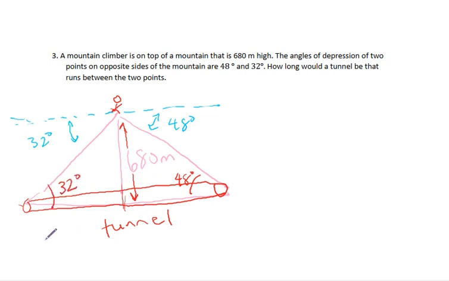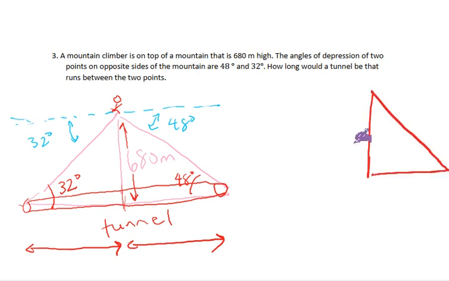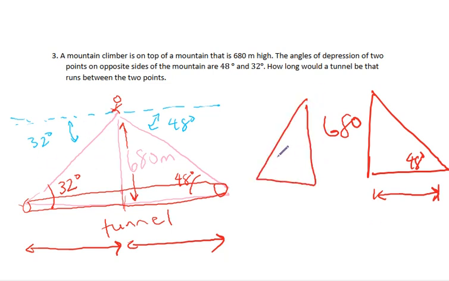So our job is simply to find this length of the tunnel and this length of the tunnel and add them together. If I look at this triangle on the right, this is 680, and this is 48 degrees. Our job is simply to find that length. And the triangle on the left, it's a horrible triangle, but get the idea. That angle here would be 32. This height would be, again, 680, and then find that length. Add them up, and we're done.